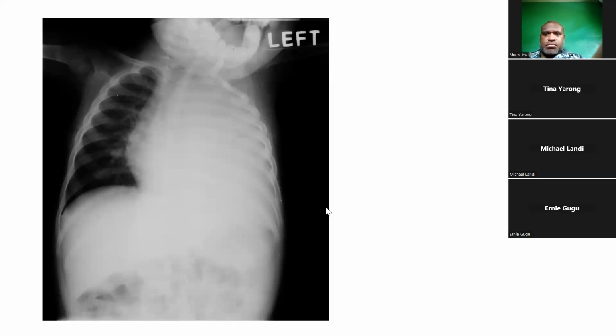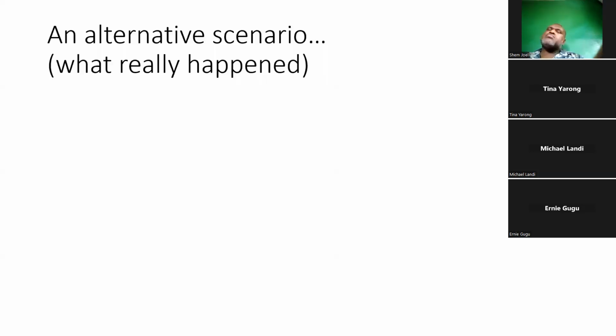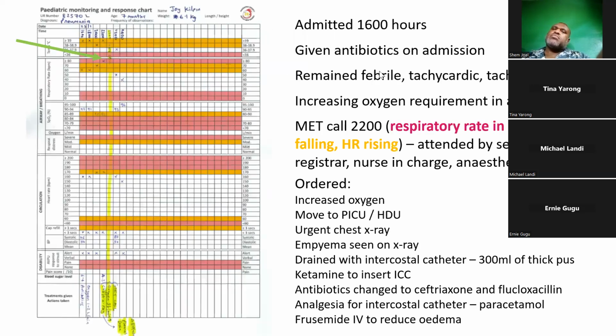I want to just explain now what actually happened. This is an alternative scenario, what actually happened. And this is what actually happened to Joy. Well, she was given antibiotics on admission. She was admitted at 1600 hours, and she did remain febrile and tachycardic and tachypneic. Her parents were very worried about her fever and her difficult breathing and her poor feeding.